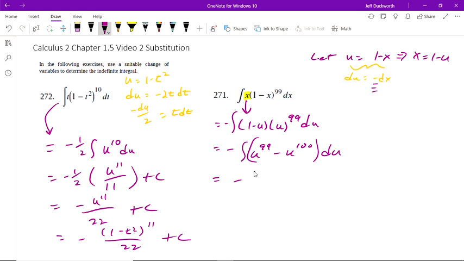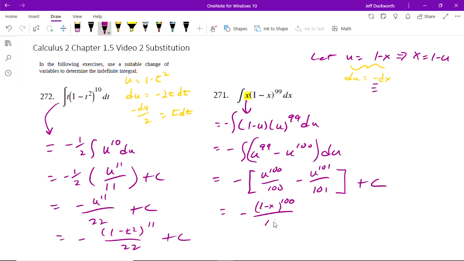So it's going to be negative, and then we have u to the 100 over 100 minus u to the 101 over 101 plus some constant c. And now I'm going to replace u back in, substituting back. So it's going to be negative. We'll distribute the negative as well. So negative 1 minus x quantity to the 100 over 100 plus, minus times minus is a plus, 1 minus x to the 101 over 101, and then plus some constant c.